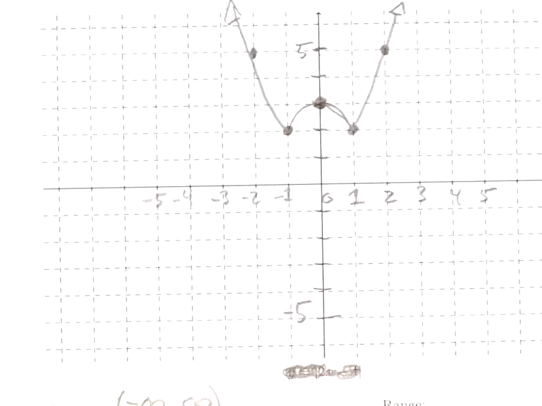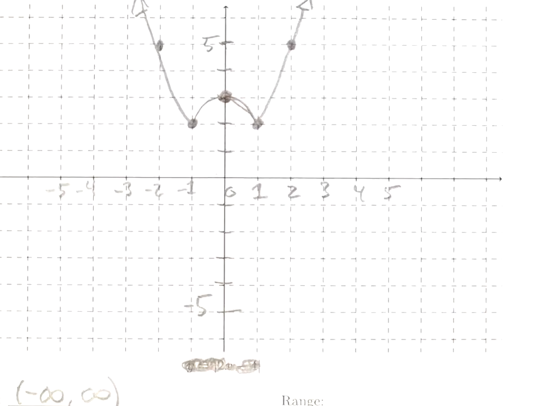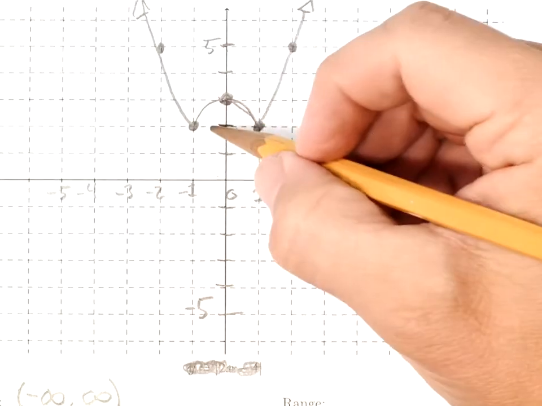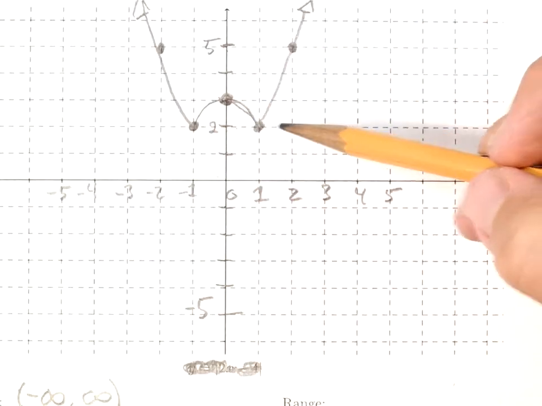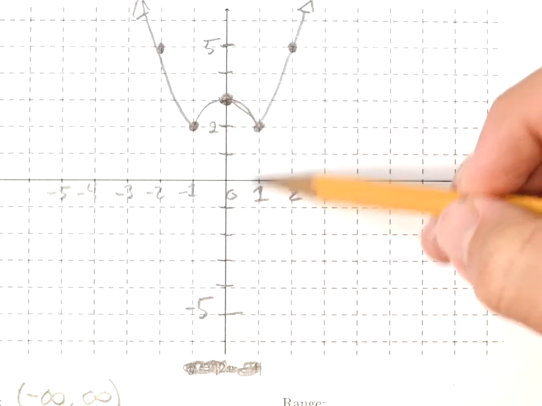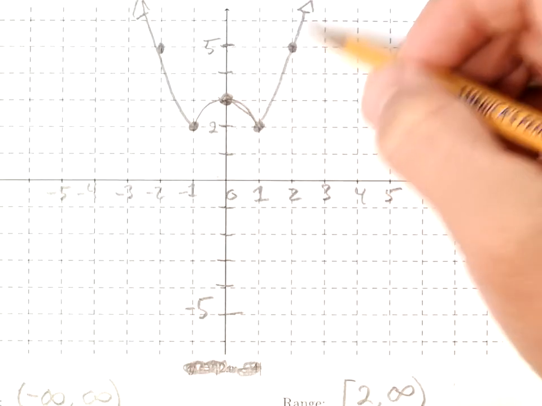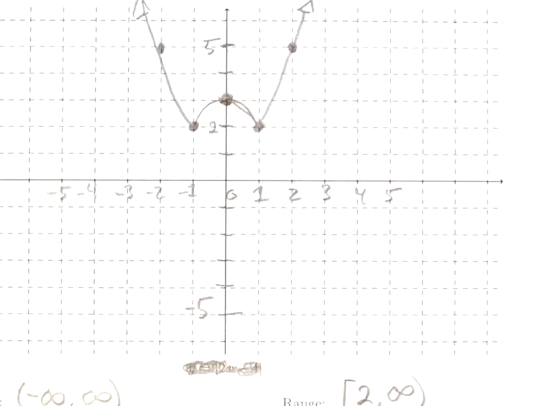But my range, that is all the y values that are going to come out. And if we look at the graph, we can see that I'm not going to get any y values below the number 2. The number 2 is the smallest y value I'm going to get. So my range is going to go from 2 to positive infinity because my graph keeps going up forever. So that's how we can get domain and range.